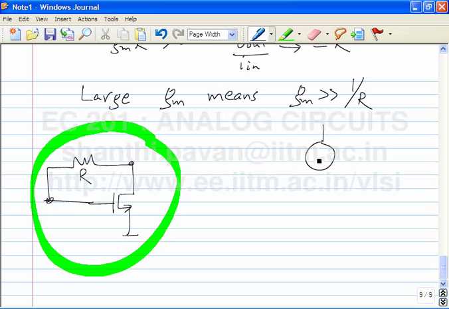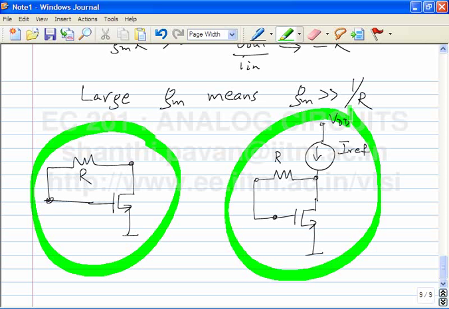Measure current in the drain and change the potential of the gate by keeping the source grounded. This is one example of how one may do it. This is IREF. This is R. What is the incremental picture of this? What happens to the current source?